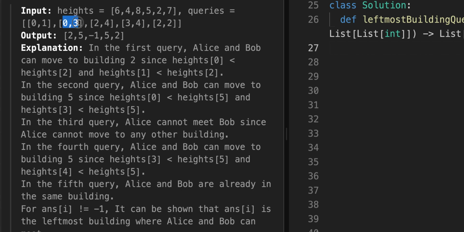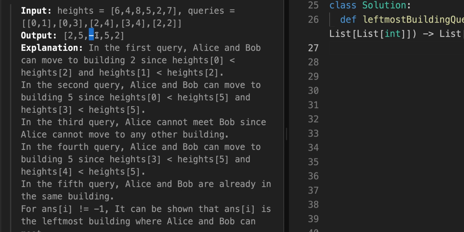Moving on, 0 and 3. So 0 is 6, and 3 is valued 5. So 6 cannot move to 5 because 5 is not big enough. So again, that means they both have to move. So the building that's big enough for both of them to move to is the last building, which is located at index 5. And notice that's the result here.